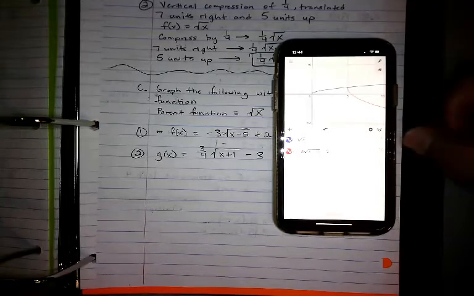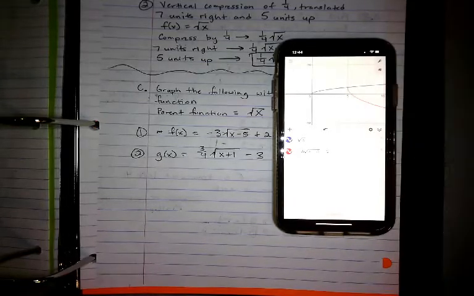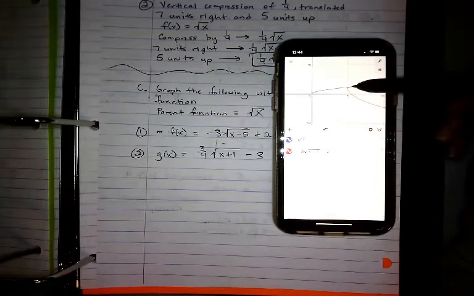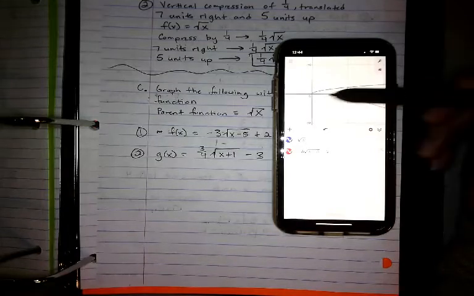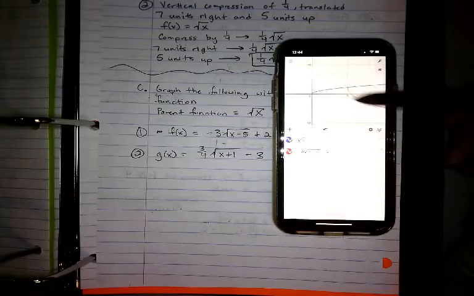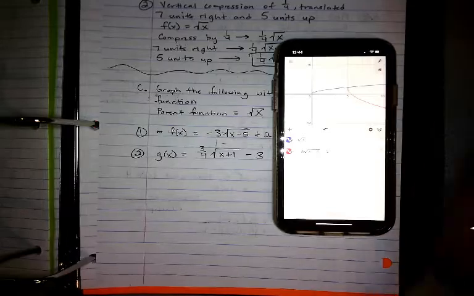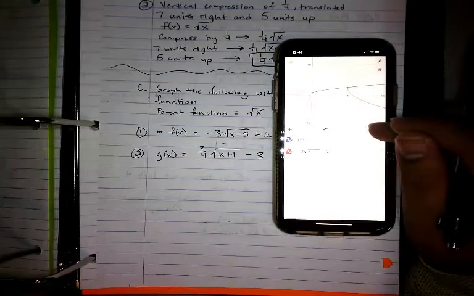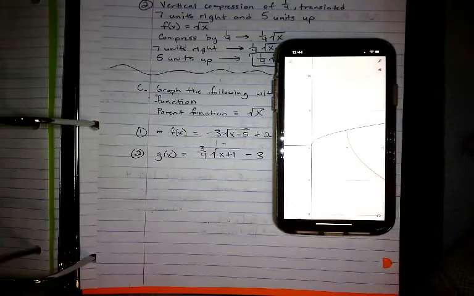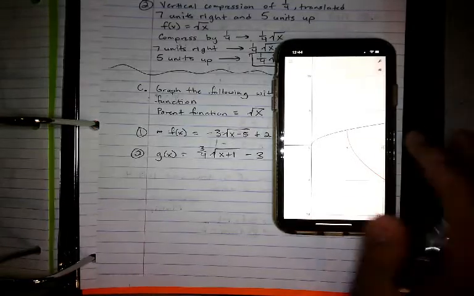And then we're adding 2. So if you see this little mark here, where the graph starts, it's going up 2. That's why it starts at 2. That's a little hard to see. Oh, there you go. So that's our graph for the first one.